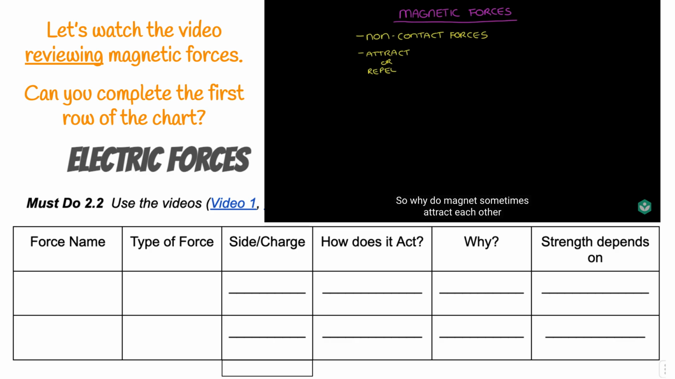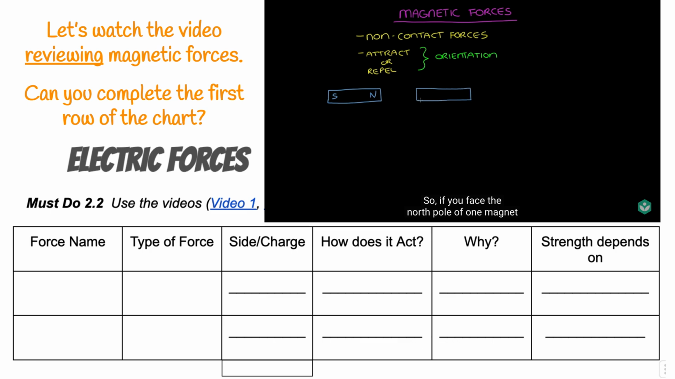So why do magnets sometimes attract each other and other times repel each other? Well, this has to do with the orientation of the magnets. Orientation is really just a fancy word for how the magnets are positioned compared to one another. You see, it turns out that each magnet has a north and a south pole. But what does this have to do with attraction or repulsion? Well, as you may have heard, opposites attract.